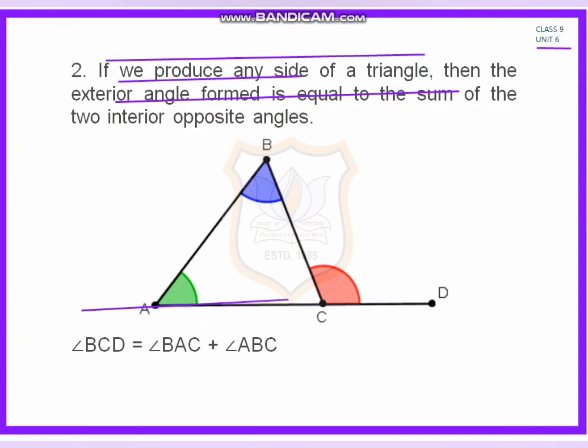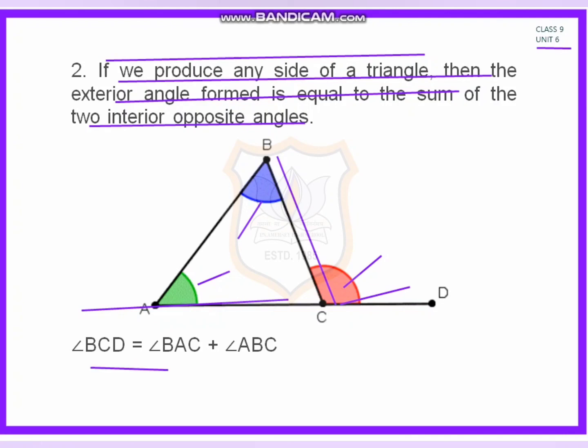The second property is: if we produce any side of a triangle, then the exterior angle formed is equal to the sum of the two interior opposite angles. We can say this red color equals blue color plus green color. That means angle BCD equals angle CBA, or ABC, plus angle BAC. You have to remember all these points and note them down in your notebook. Thank you, students.